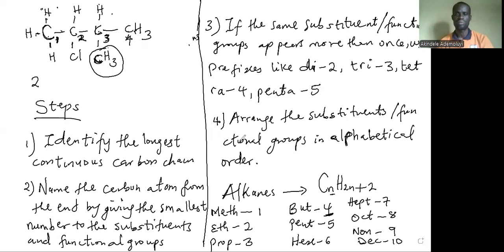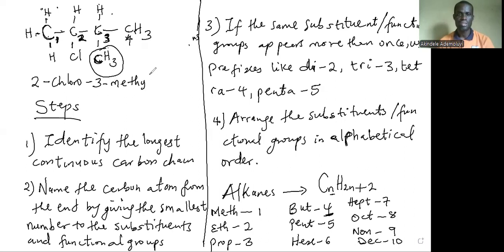Don't forget rule number 4. It says arrange the substituents and functional groups in alphabetical order. So C comes before M. So we are going to have 2 chloro. 2 chloro means that on number 2 carbon, we have chlorine. Then 3 methyl, on number 3 carbon, we have a methyl, a CH3, that is not part of what we counted. So 2 chloro, 3 methyl.